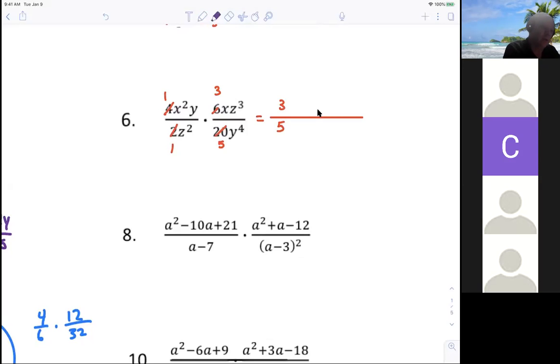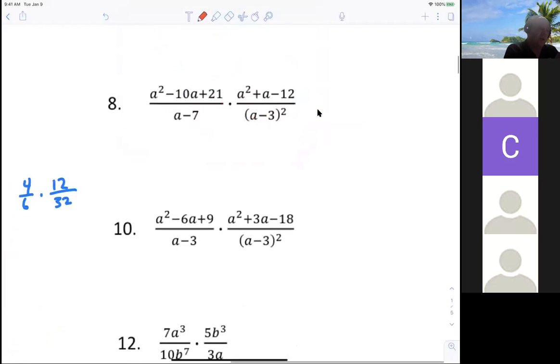All right, now let's look at the variables. X squared and x gives me x cubed on the top. And then I'm going to look at y, and y to the 4th gives me y to the third on the bottom. And then I have z cubed and z squared leaves me a z on the top. All right, so please speak up now. Anybody have any questions with that? Anybody? All right, very, very good.